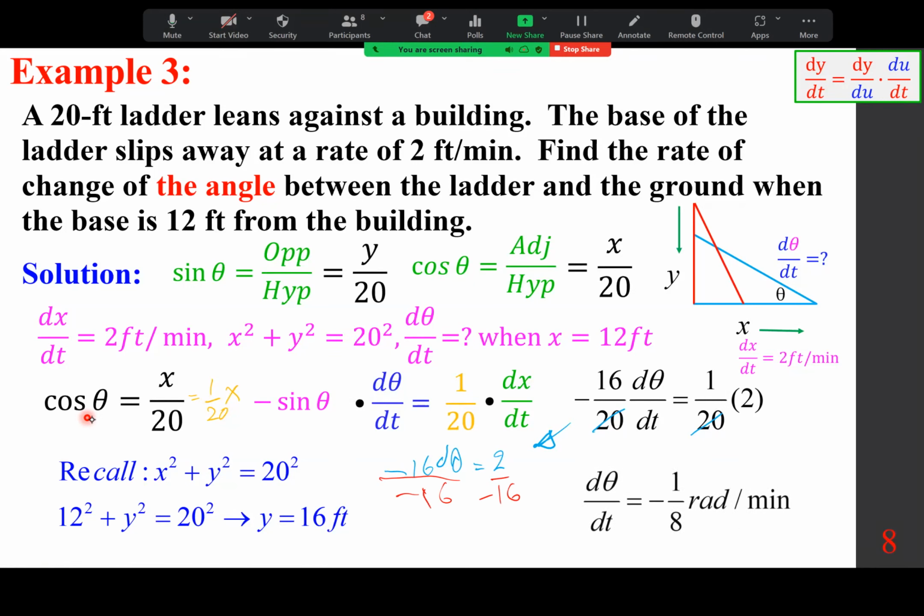radians per minute. I want to explain the units. As you remember, this was per minute, so it's still per minute. But what about the units for the numerator? When it comes to calculus, you always use radians for the measurement of angles unless otherwise mentioned. So negative 1 over 8 radians per minute.